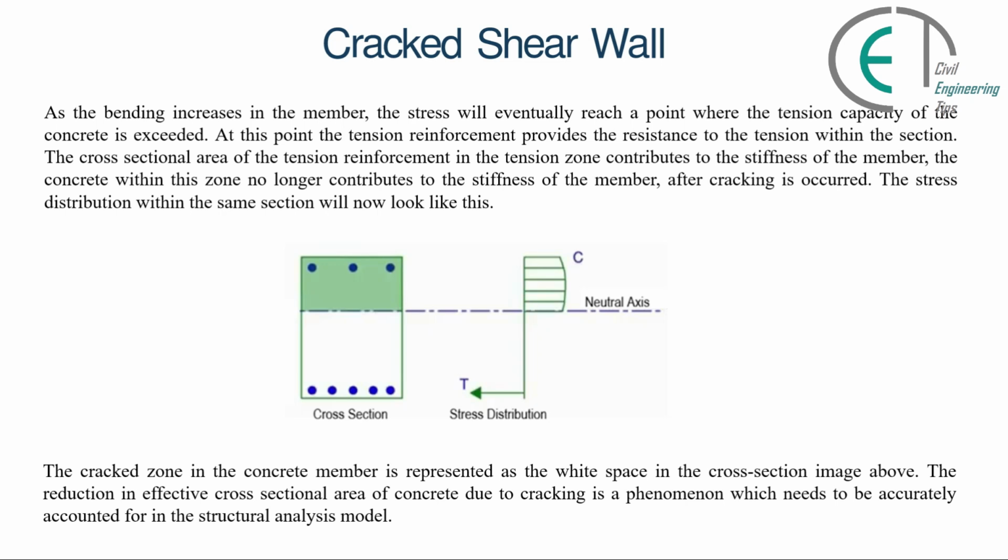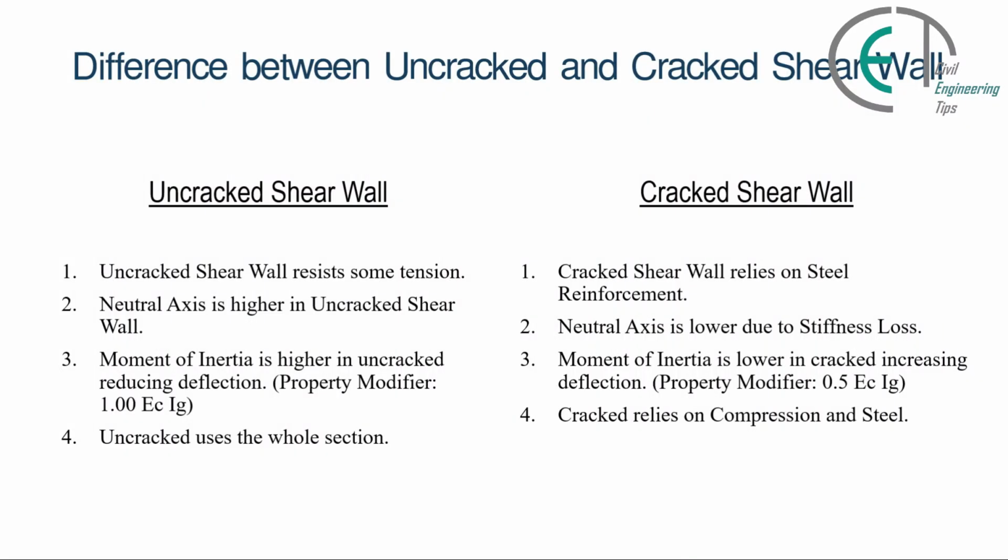The stress distribution within the same section will now look like this. The cracked zone in the concrete member is represented as the white space in the cross-section image above. The reduction in effective cross-sectional area of concrete due to cracking needs to be accurately accounted for in the structural analysis model. Now let's discuss the difference between uncracked and cracked shear walls.